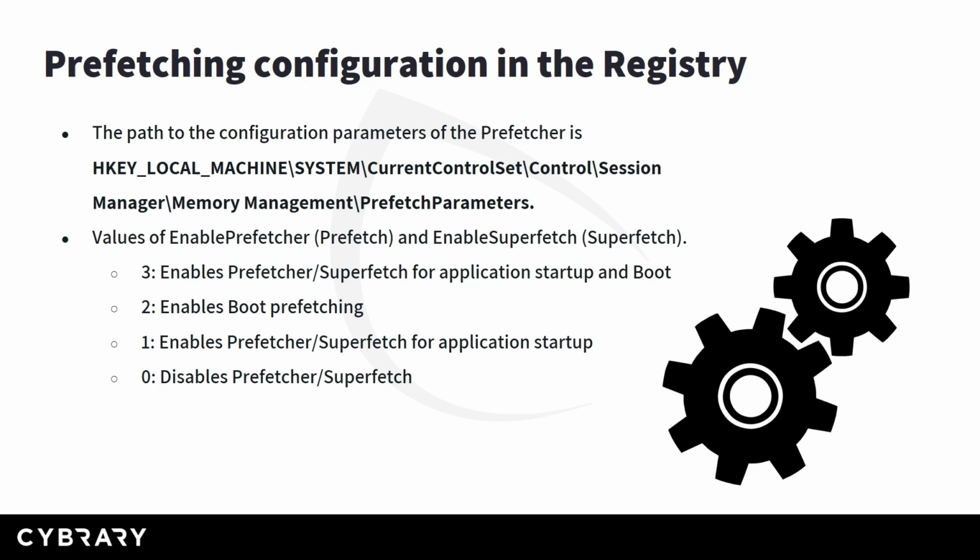To configure the prefetcher, we must change the value of enable prefetcher, and to configure superfetch, we must do the same with enable superfetch. The value 3 enables prefetcher or superfetch for application startup and boot. 2 enables boot prefetching. 1 enables prefetcher or superfetch for application startup, and 0 disables prefetcher or superfetch.